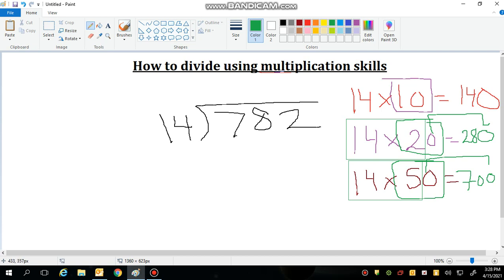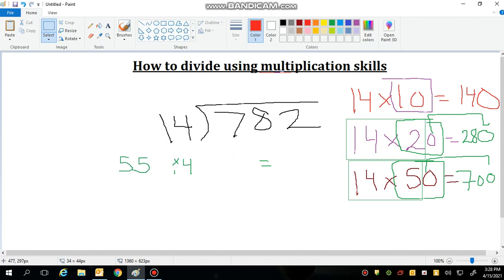Why don't we try 14 times... how about 55? Let's see if that works out. Now, remember the place value technique. 55, let's break it apart. Now, you have two choices here. I'm going to teach you the old method, which I taught in my previous video. I'm going to flip this around. I'm going to make it 55 multiplied by 14.